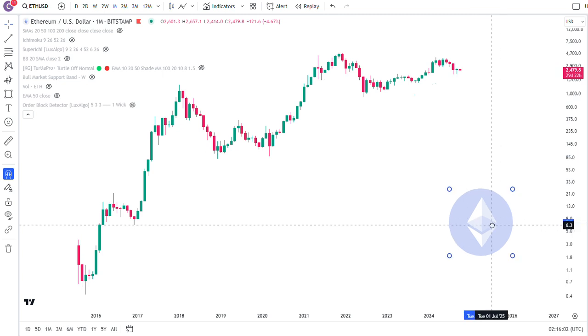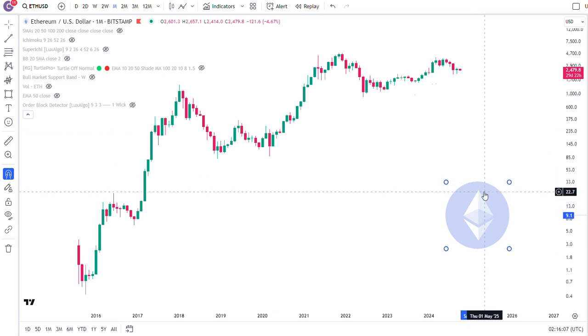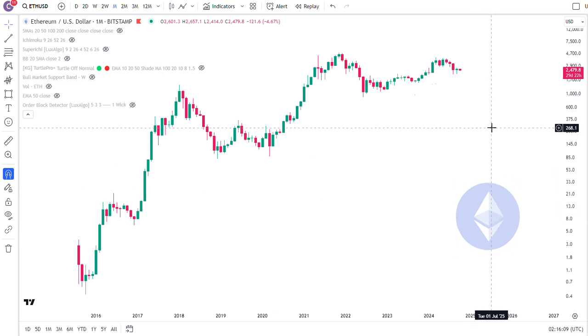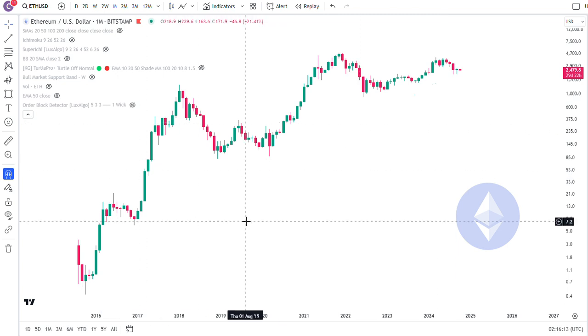This is one of my biggest cryptocurrency holdings. I don't have as much as Bitcoin, but it's up there. So I'm very much bullish on Ethereum. So let me talk a little bit about why that is.